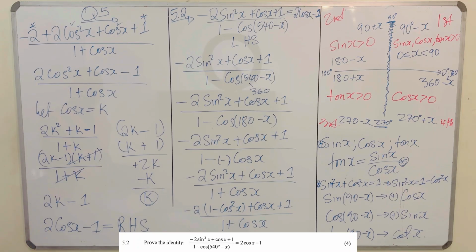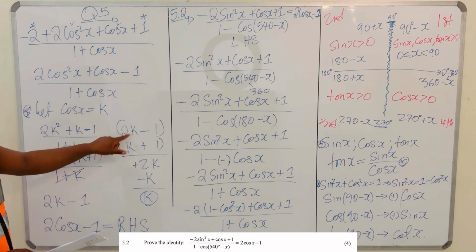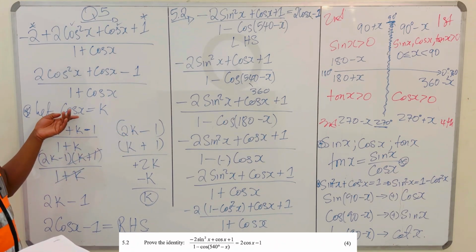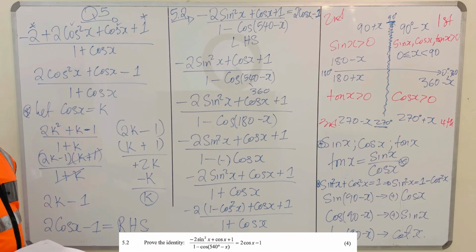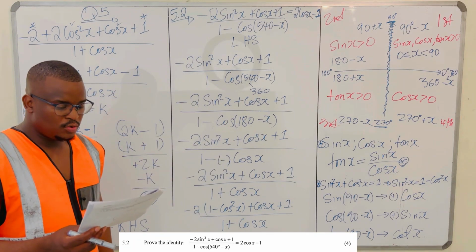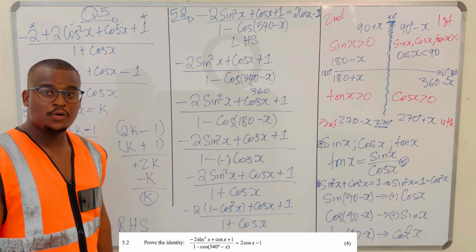I'll try to clean the board and go to the next question. I hope you are still following. The reason I allowed cos x to be k is because I know it's easy to factorize with k rather than having the whole thing there. So it's easier if I allowed it to be k. We're done here. Let's go to the next question. I'll clean this board and this part, and then we'll do 5.3, and we'll be done with question 5.